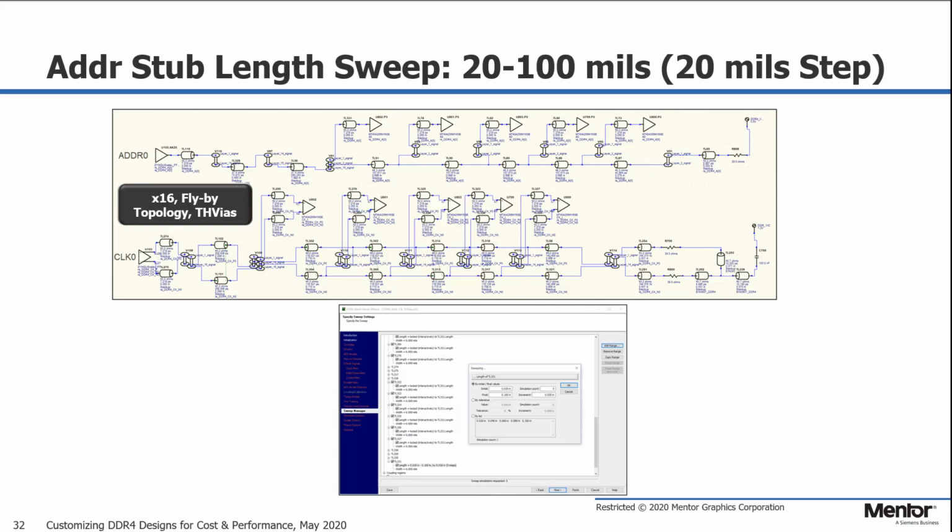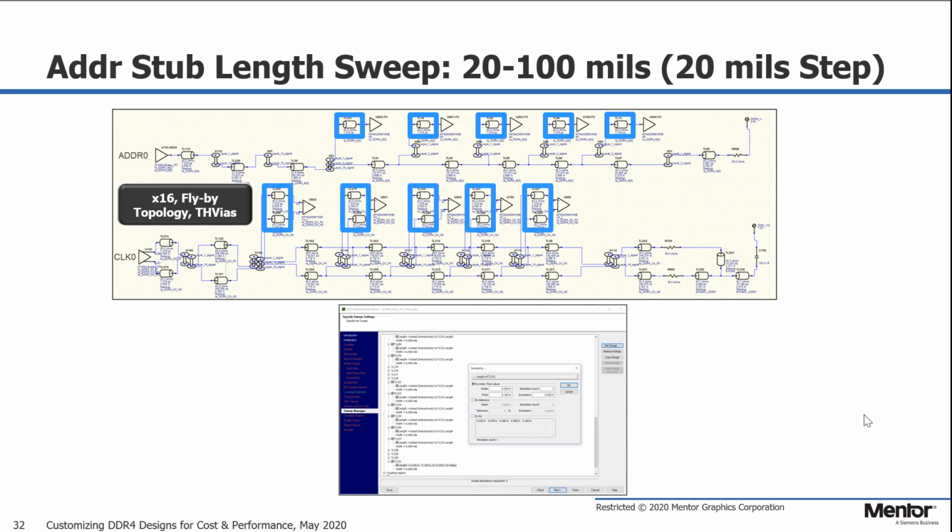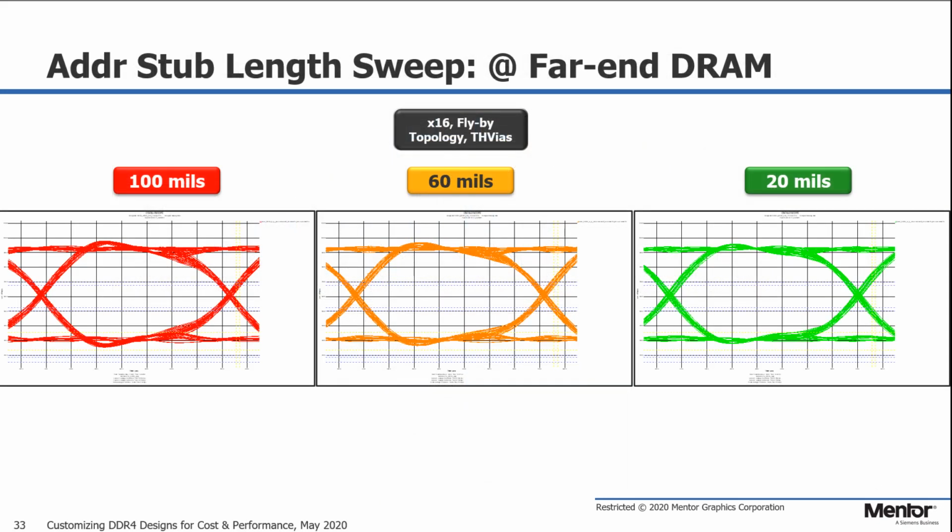Here we have this address topology with through-hole vias to see the effect of these stubs on both address and clock nets. We will sweep these lengths from 20 mils to 100 mils by locking the sweeps so that each length is swept on all traces at one time. We will look at the eye nearest to the terminator and also at the DRAM nearest to the controller. You can see that the eye looks pretty good at the DRAM nearest to the terminator for all three cases.